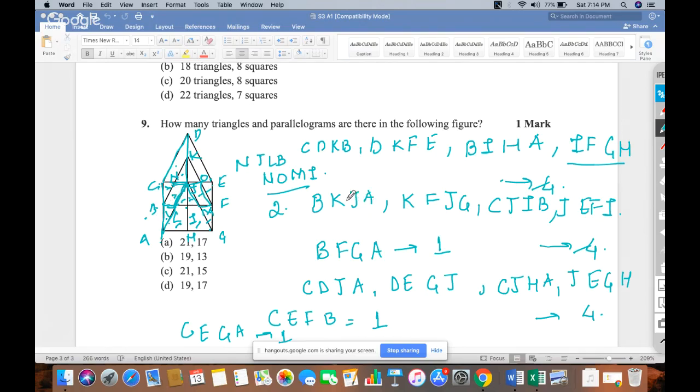So 6, 2 plus 4 plus 4, 4 plus 4 plus 1, then 4 plus 4, then 1 plus 1. How many of them do I get? I get 17. So 21 and 17, this is the right answer.